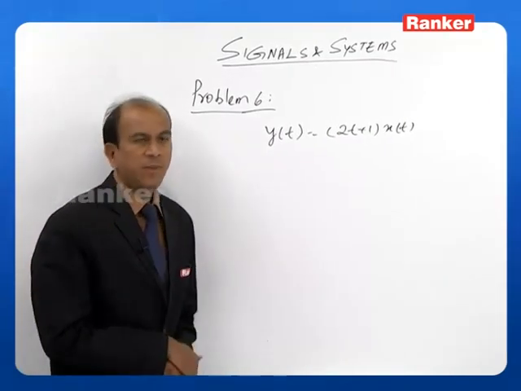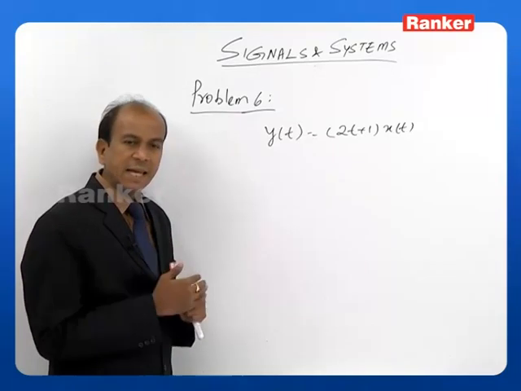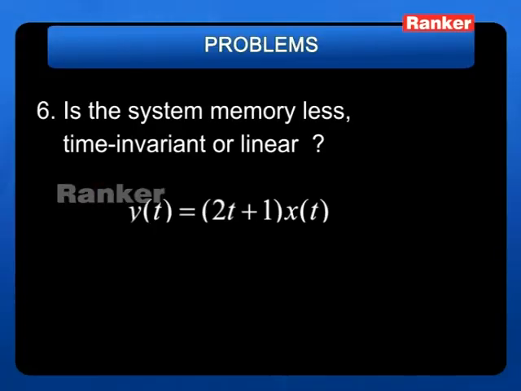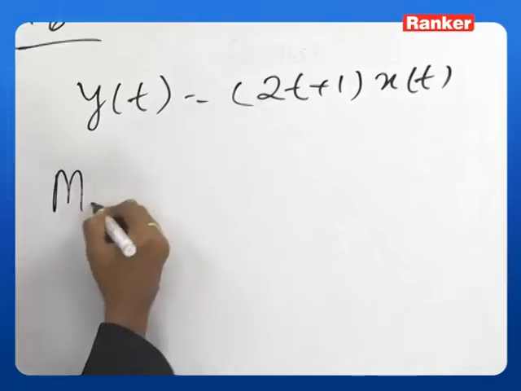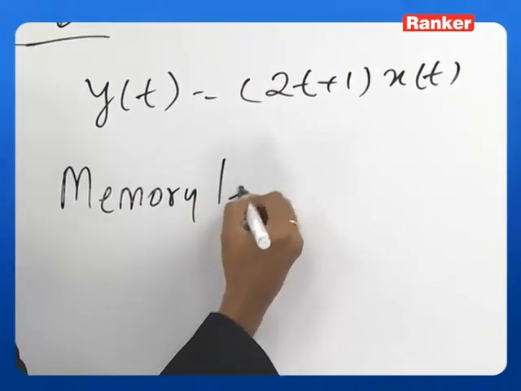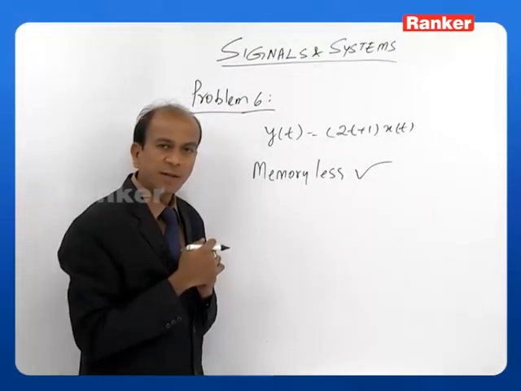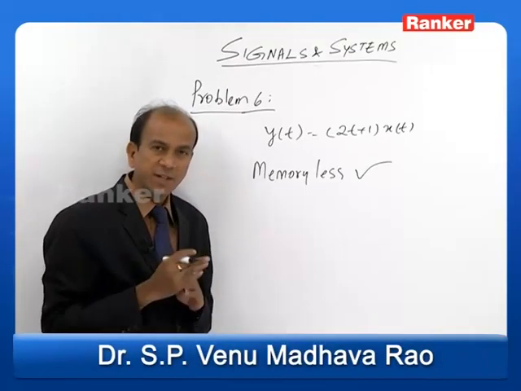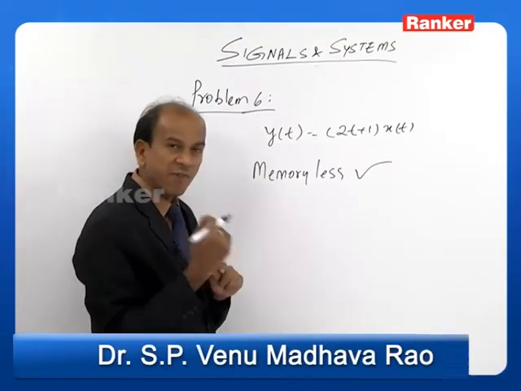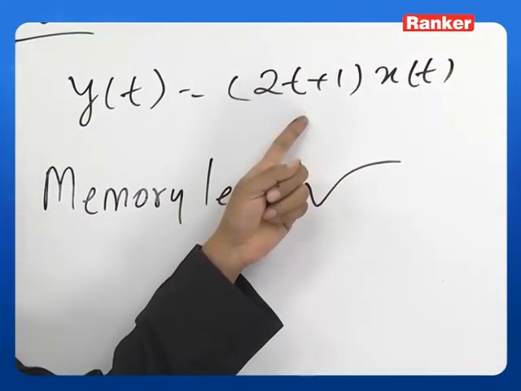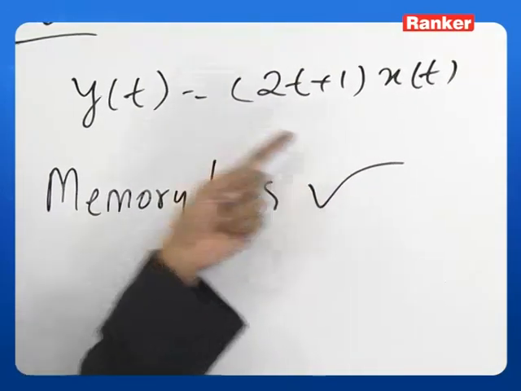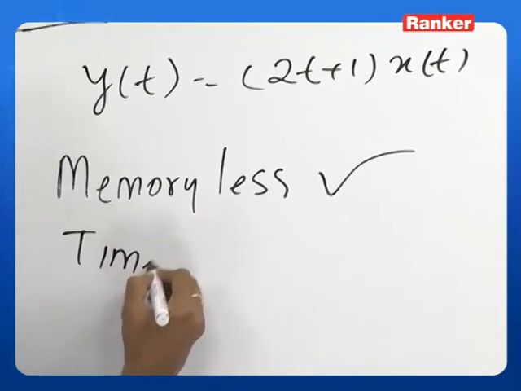Now, let us see the sixth problem. Again, I have to see whether the system is memoryless, time invariant or linear. So, these three properties we have to see. First of all, y of t depends only on x of t. So, this is memoryless. Second, we want to find out whether it is time invariant or variant. In fact, this is time variant because of the presence of 2t here. There is a factor which is dependent on time. So, this is time variant.